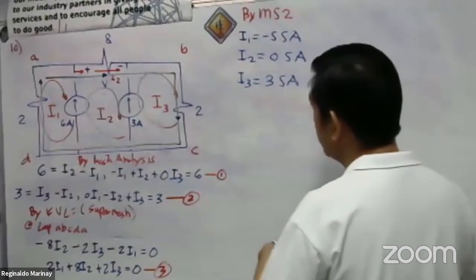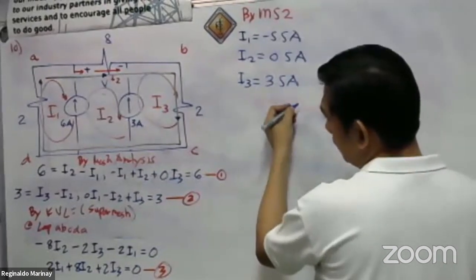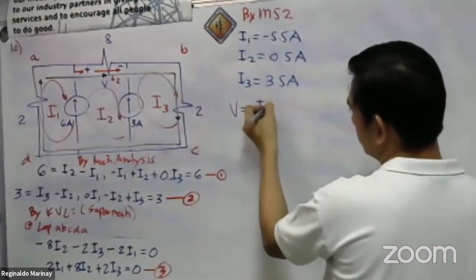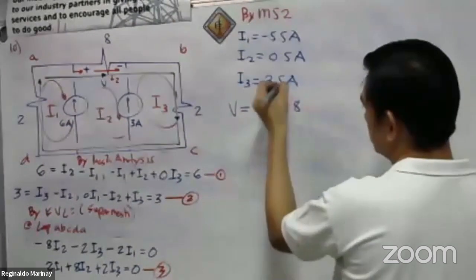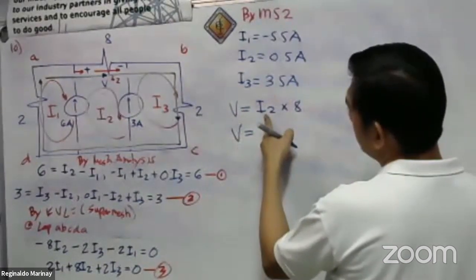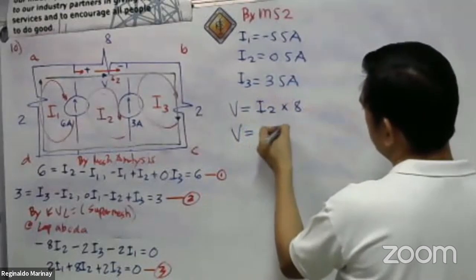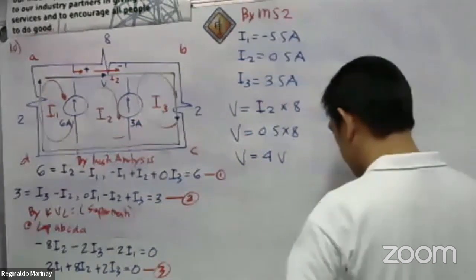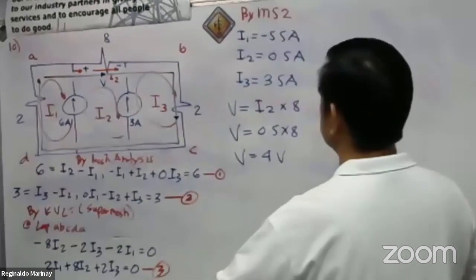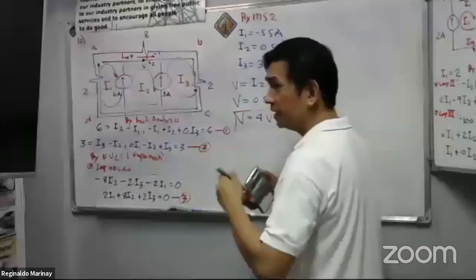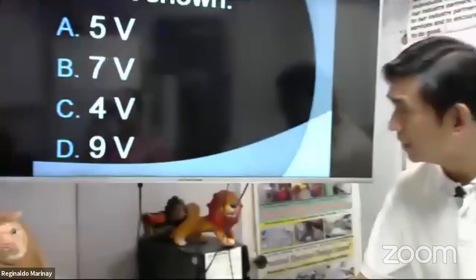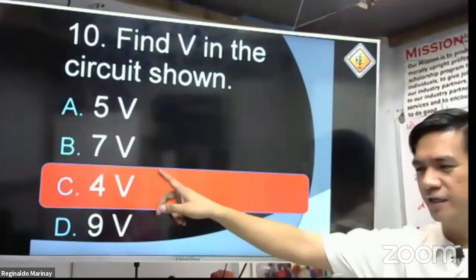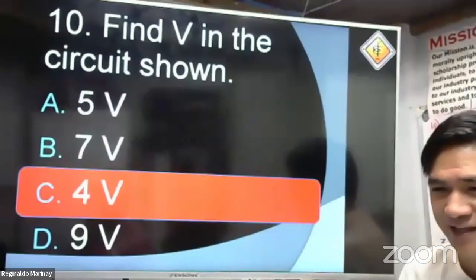By the way, the only question is V. What is our V? Our V will be equal to I sub 2 multiplied by the 8 ohm resistor. So our V now is 0.5 times 8, so our V will be 4 volts. That's the answer. So anong letter sagot natin, mga kawerpa? Letter C. Okay? Very easy. Dali lang, di ba?